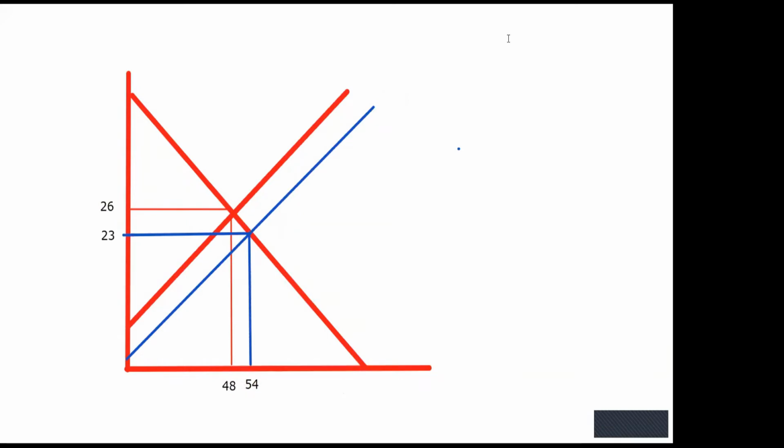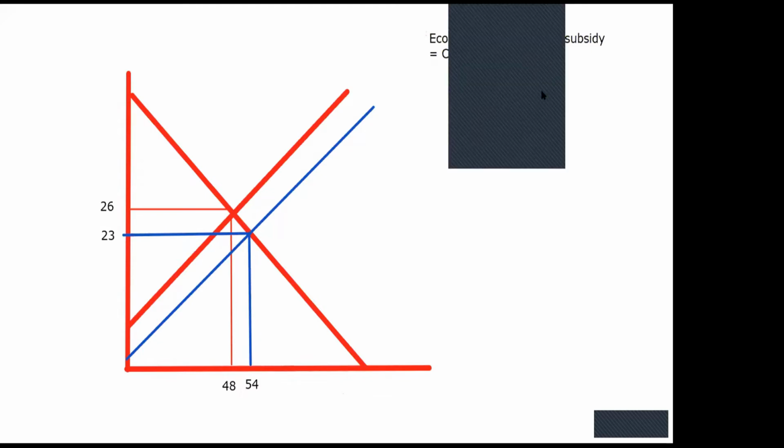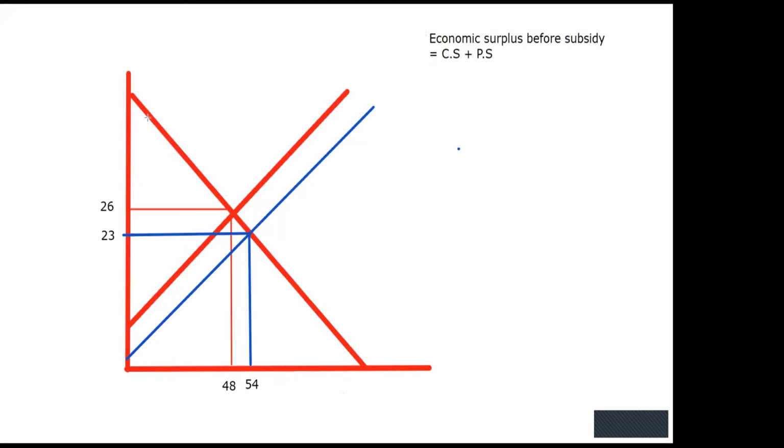So first of all, to get economic surplus, we'll first calculate economic surplus before subsidy. Economic surplus before subsidy is equal to the consumer surplus before subsidy plus the producer surplus before the subsidy. So what is consumer surplus before subsidy? Which area? It is this area. Can you all get the area of this and tell me how much that is?